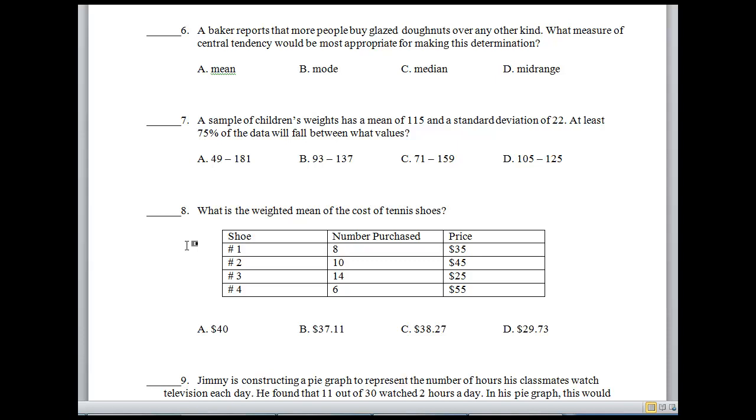Okay. The mode. So that's always a good question. Go back and ask, okay, what is it that's written on this paper? What is it that we've actually observed? Okay. Ooh, who's next? Zachary. Okay. A sample of children's weights has a mean of 115 and a standard deviation of 22. At least 75% of the data will fall between what values? Okay. He says B. All right. I believe that B is correct. Which principle are we applying here?